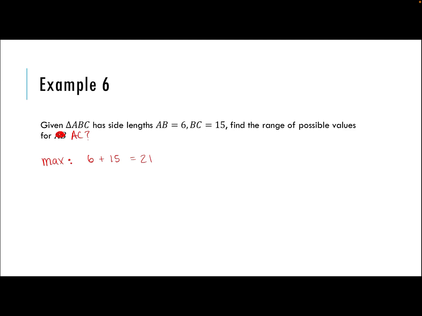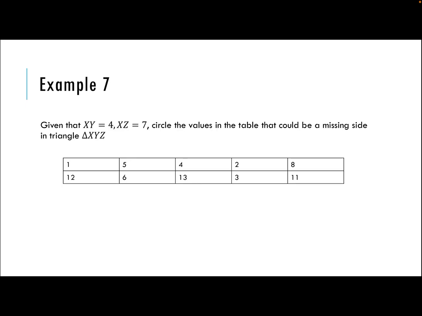Now, the other thing that could happen is that one of the given sides is the largest. So in this case, that would mean that BC is the largest. So then if BC is the largest, it can't be more than AC plus AB. So that means that the minimum value that AC has to be is 15 minus 6, which equals 9. So that means that the range of possible values for AC is from 9 to 21. AC can be any value between 9 and 21.